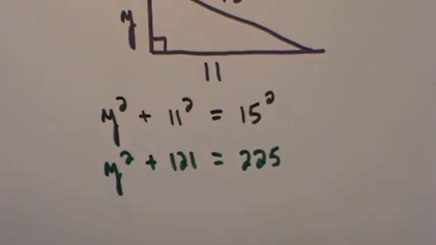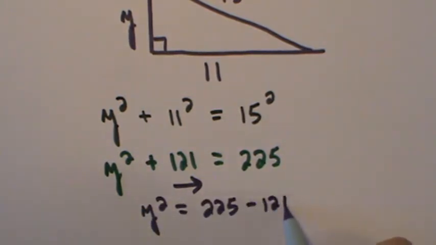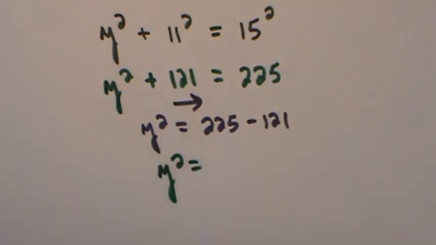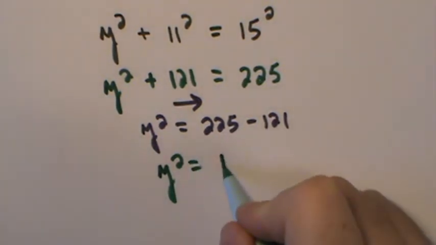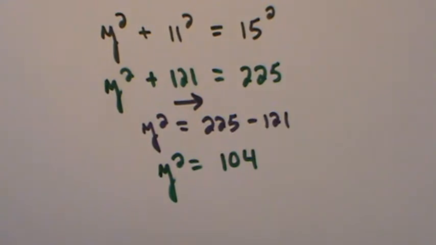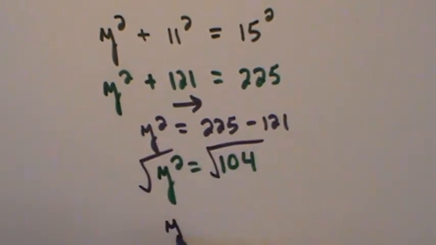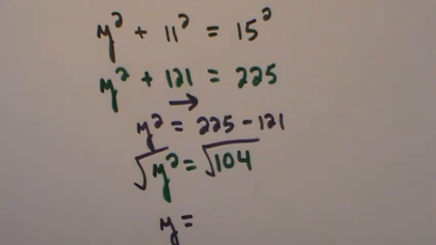To solve for y, I'll have to move this 121 over, and so I have y squared equals 225 minus 121. That tells me that y squared would equal, what is that, 104? And then I want to square root both sides because I don't want y squared, I just want y. So as I introduce the radical, this goes to y equals the square root of 104.